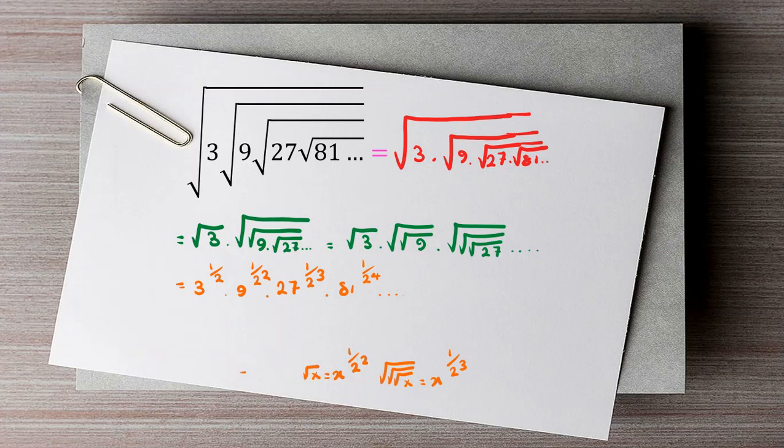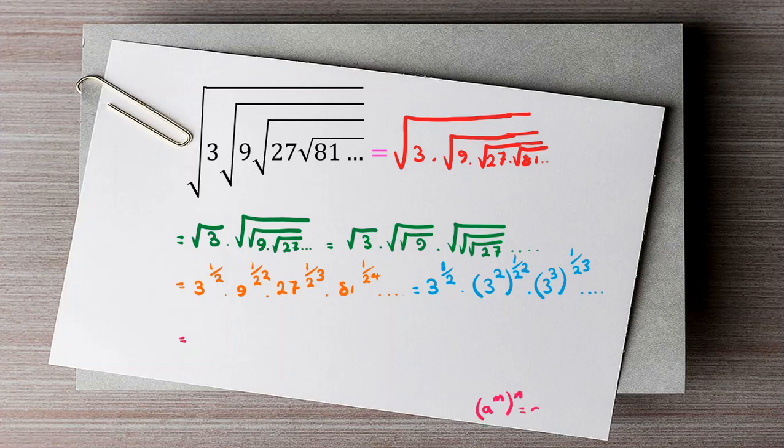Now, let me erase this part. In the next step, I write that the first one is 3 to the power of 1 over 2. 9 is 3 squared, so it will be 3 squared to the power of 1 over 2 squared, times 3 cubed to the power of 1 over 2 cubed, and so on. Then by the power rule, we know that (a to the m) to the n equals a to the mn. So it will be 3 to the power of 1 over 2, times 3 to the power of 2 over 2 squared, times 3 to the power of 3 over 2 cubed, and so on.